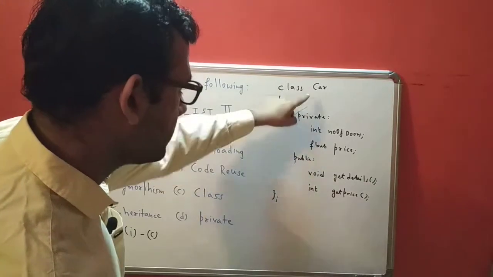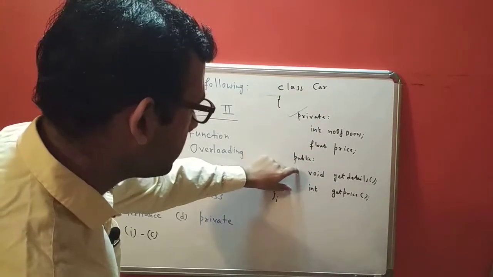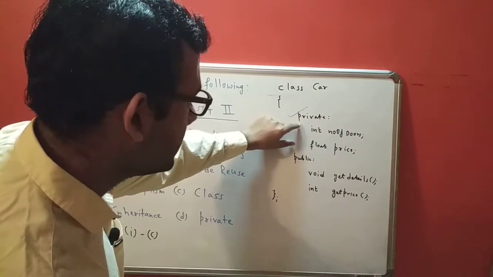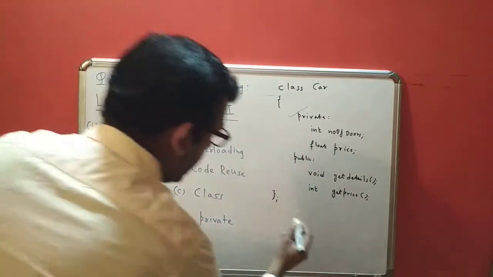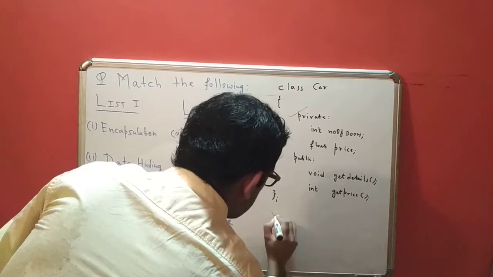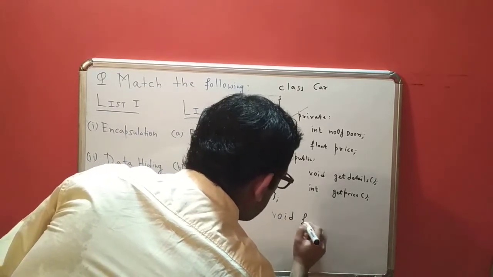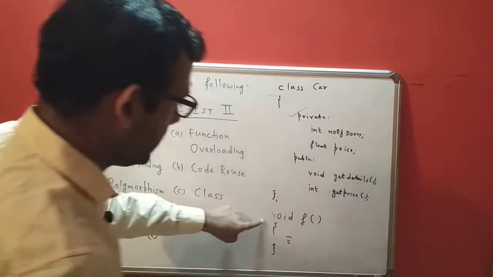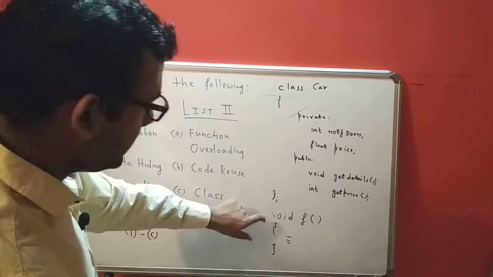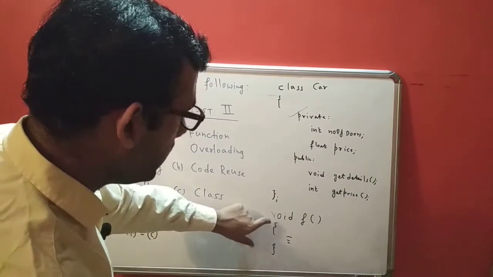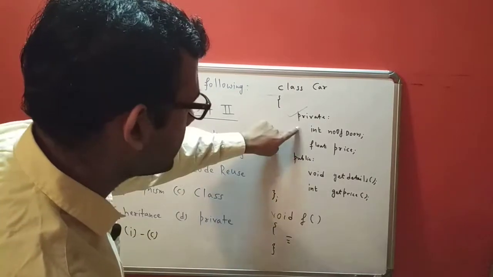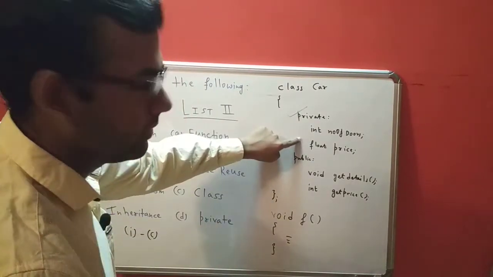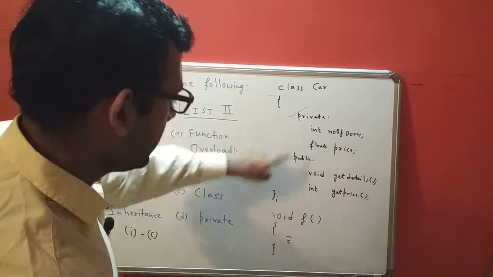They also belong to the same class. That is why these member functions can directly access these two data members. Let's say I have a function like this, void f, and this function has been defined outside the class. This function will not be able to directly access these data members. This is what data hiding is all about.